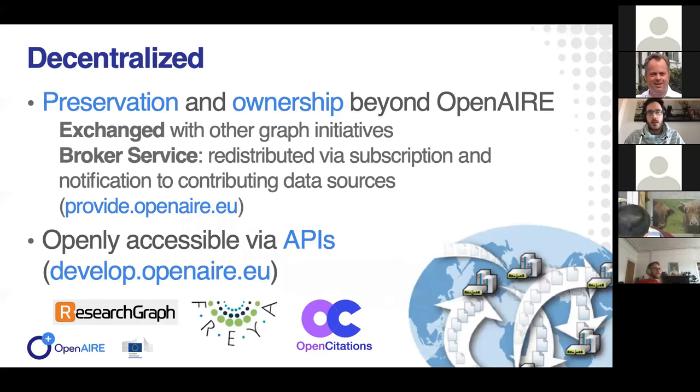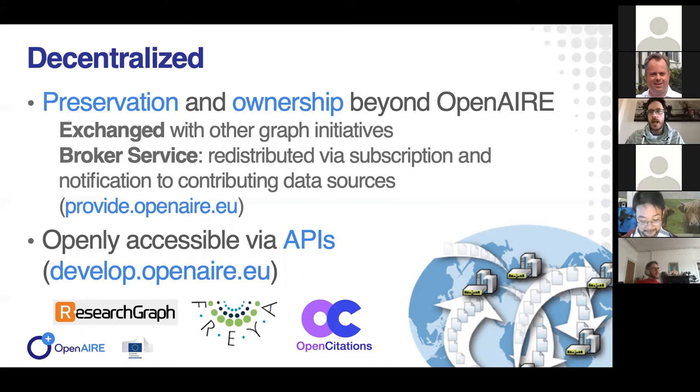As I was saying, another key property of the graph is that we strive to make it decentralized, because we know that all these European projects are amazing and OpenAIRE has been running for 10 years. We have been quite successful at not dying so far. But we never know. Now OpenAIRE is a service, which means that probably the European Commission doesn't want to go on without us, but who knows what's going to happen. And if at any point OpenAIRE ceases to exist, we do not want to lose the value that has been created by so many rounds of funding and so many years of work.